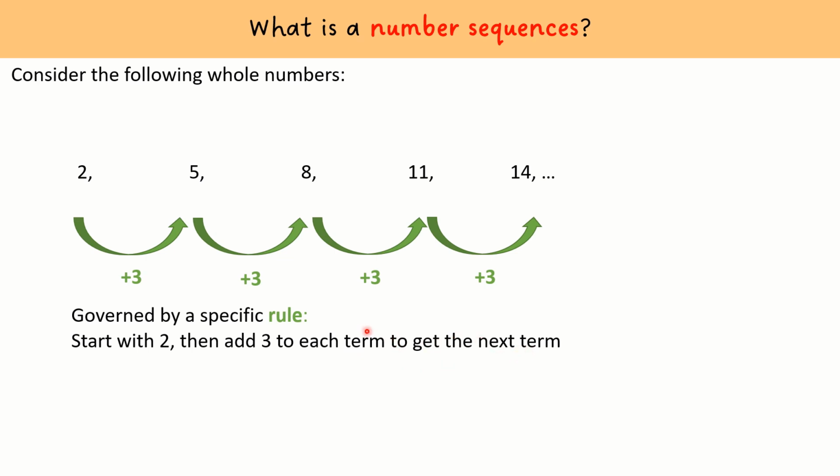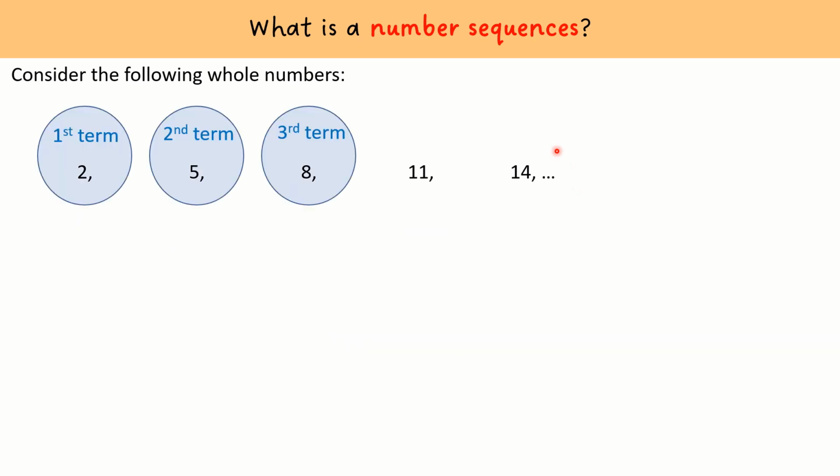So when we refer to the word term itself, it refers to the number in the sequence. So this is what we call the first term, second term, third term, fourth term, and fifth term. And this is what we have.